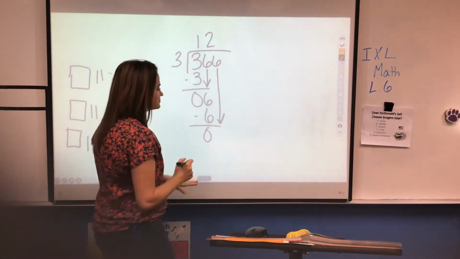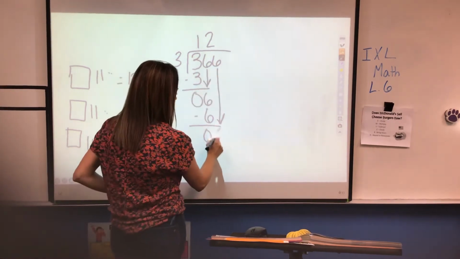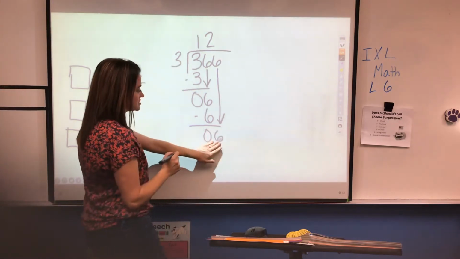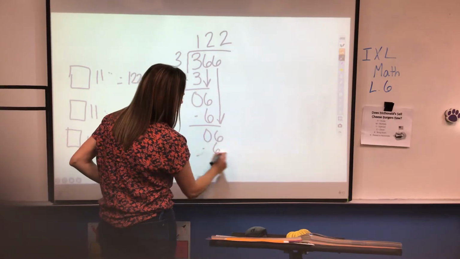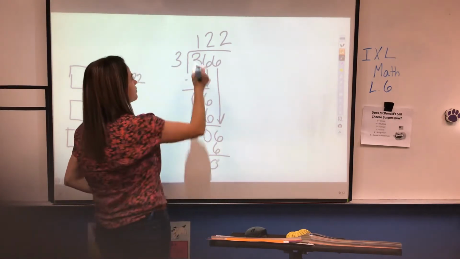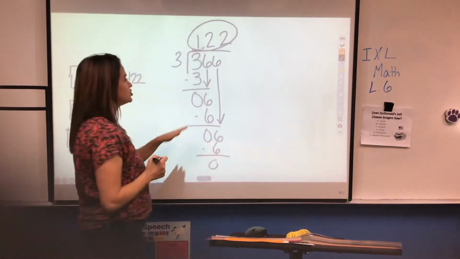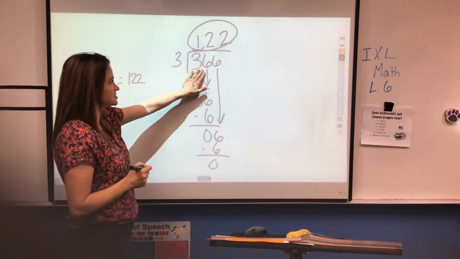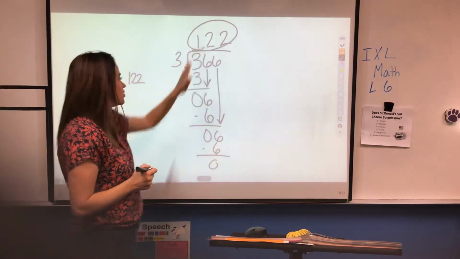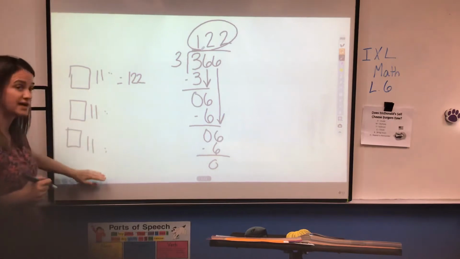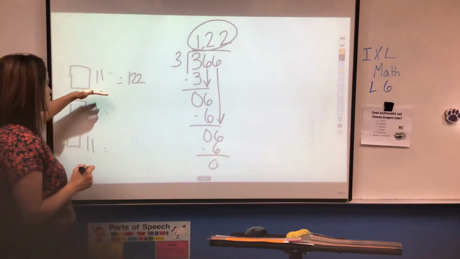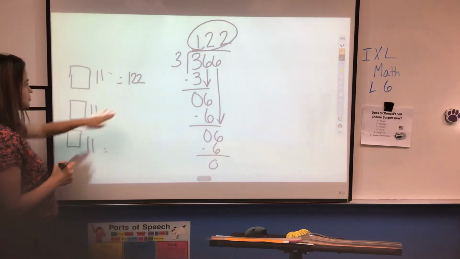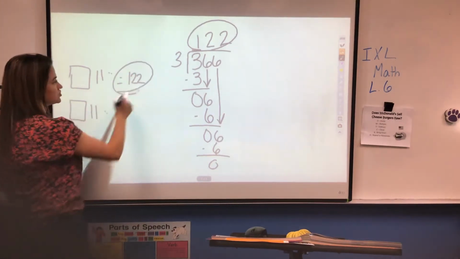Sorry, I didn't subtract that. And bring my 6 down. I have 6. 3 goes into 6 2 times again. And then I need to subtract, and I would get 0 with no remainder. So when you divide 366, you'd get 122. Whether you decided to use the base 10 block method, which is taking the number 366 and drawing out 3 equal groups, you'd get, again, 122.